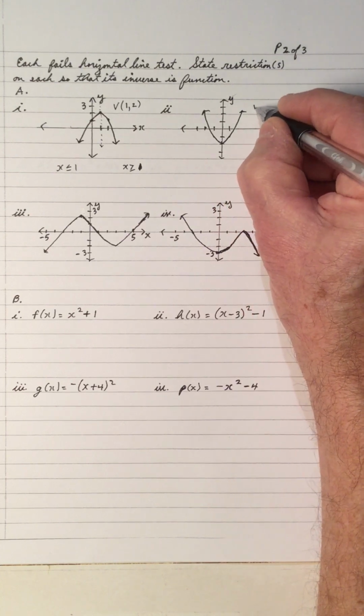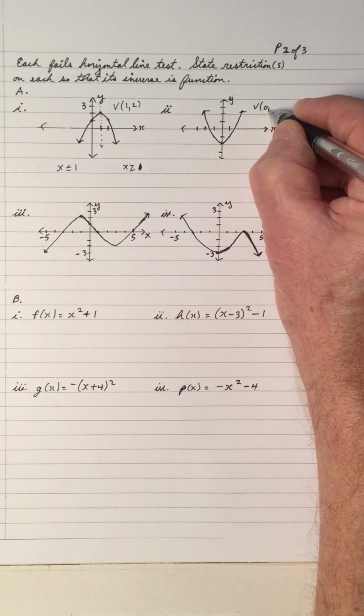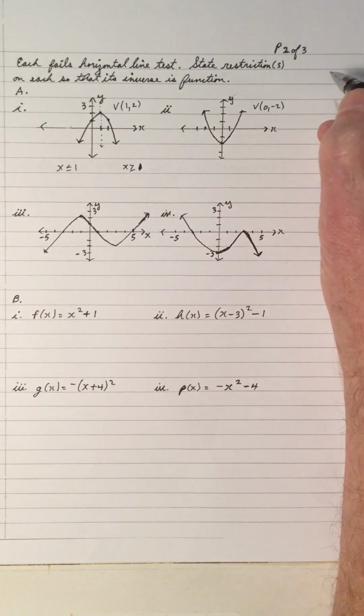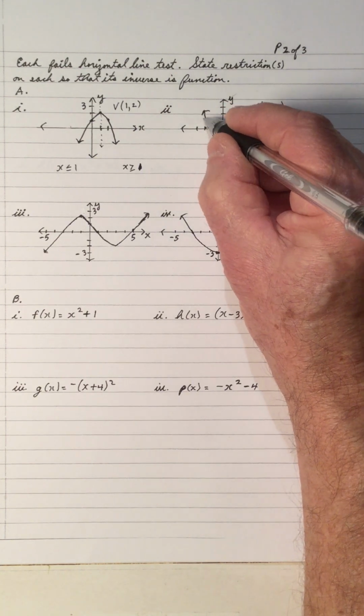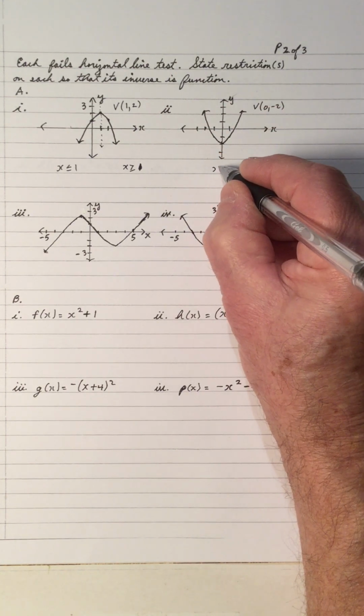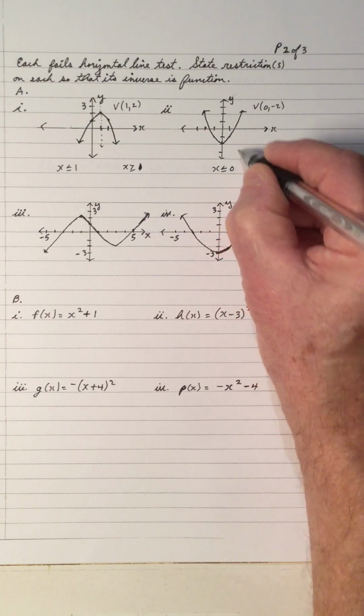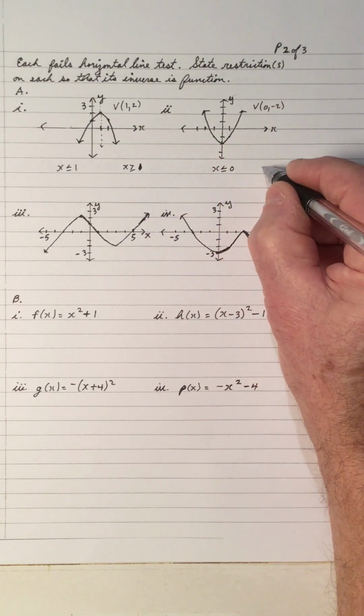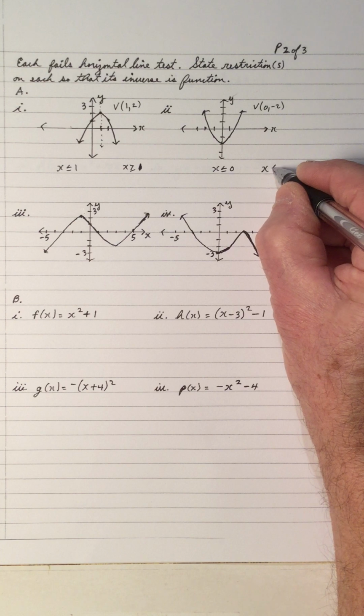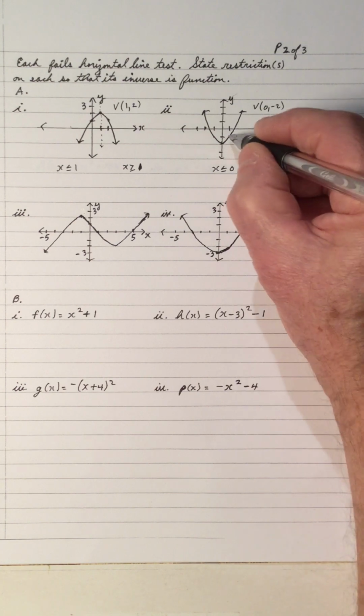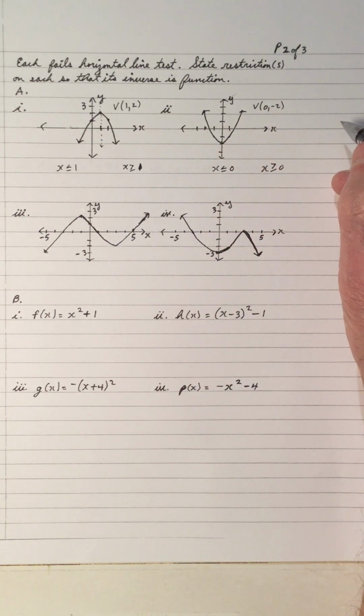The vertex of this parabola is x is 0 and y is negative 2. So the left side is here. So the restriction is x is less than or equal to 1. This is the left side. And the other restriction is x is greater than or equal to 1, which is the right side.